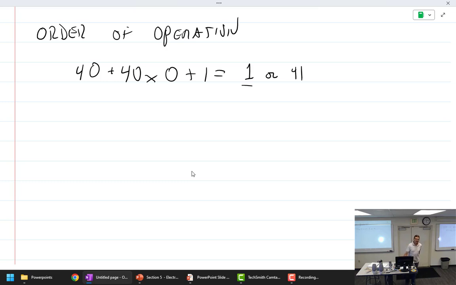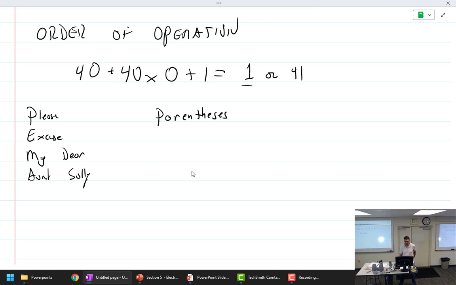Or we can do it in the order of operations, which would be correct, which is Please Excuse My Dear Aunt Sally. And I write it like that because P is for parentheses. So actually, this won't be done first, this won't be done second, if you have both of those.